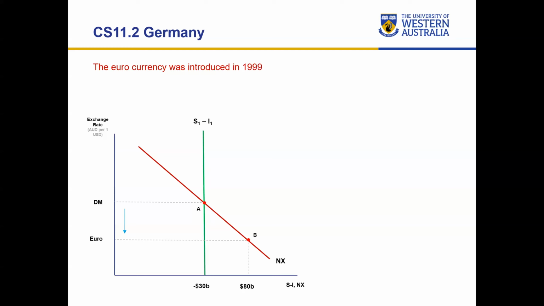And so in this diagram, when the euro was introduced in 1999, we can kind of model that as Germany going from using a currency, the Deutschmark DM, which was very strong relative to the US dollar, to using a euro currency, which was much weaker relative to the US dollar. And that explains much of the initial increase in net exports.